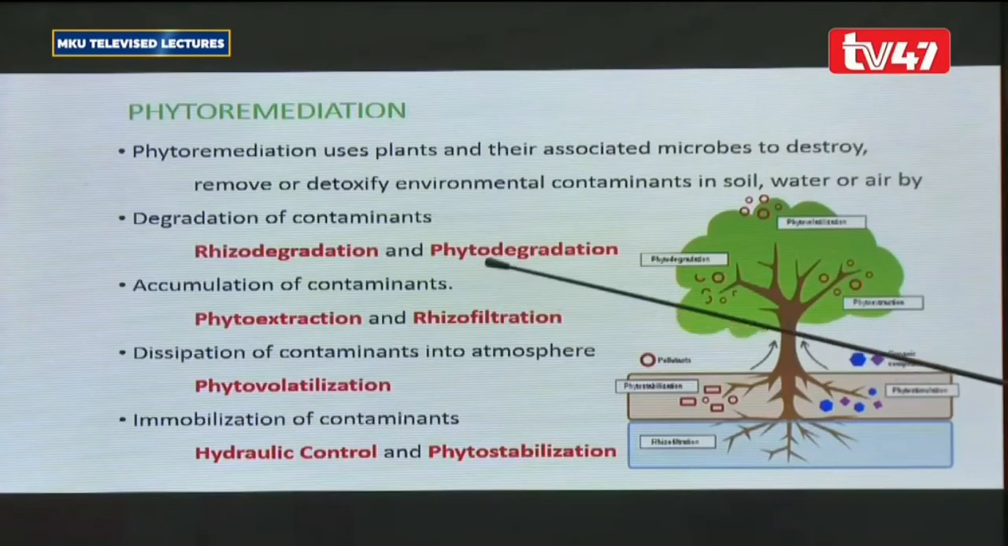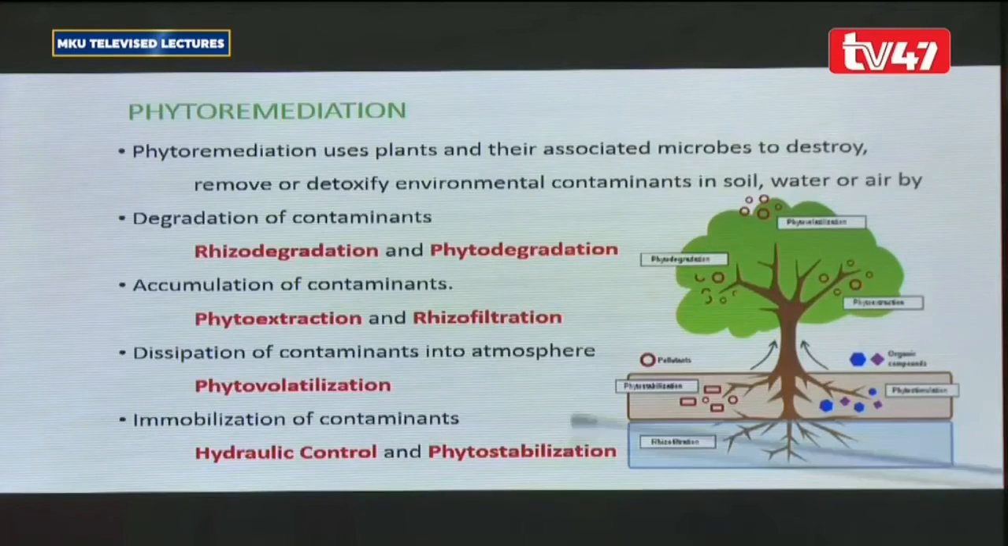As you can see, we have different techniques. We have rhizodegradation and phytodegradation, that is for degradation of the contaminant. In my diagram here, I hope you'll be able to see them. There's phytodegradation, which happens on the upper part of the plant. There's rhizodegradation, which happens in the root area of the plant, where the contaminant is degraded either in the roots or on the upper part of the plant.